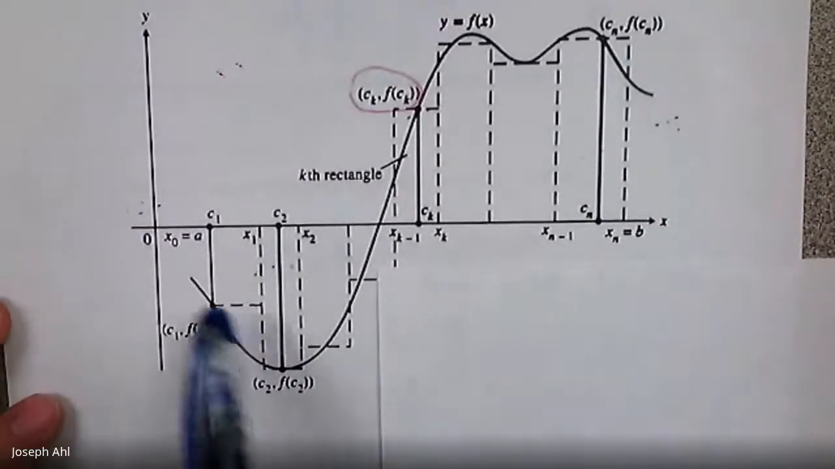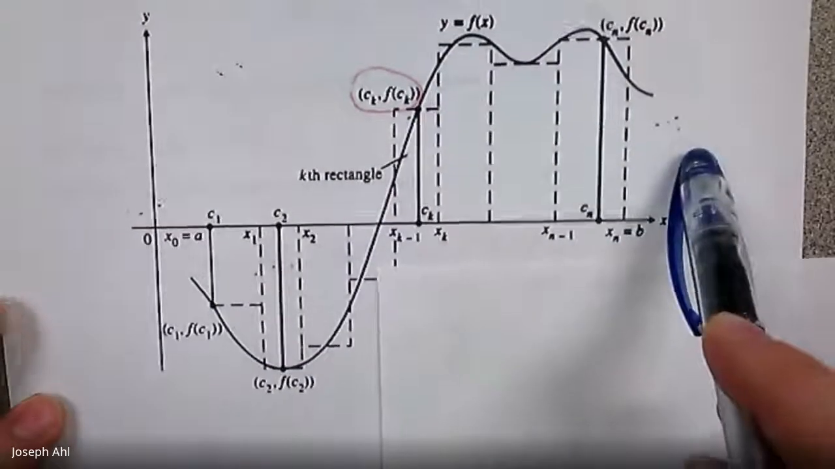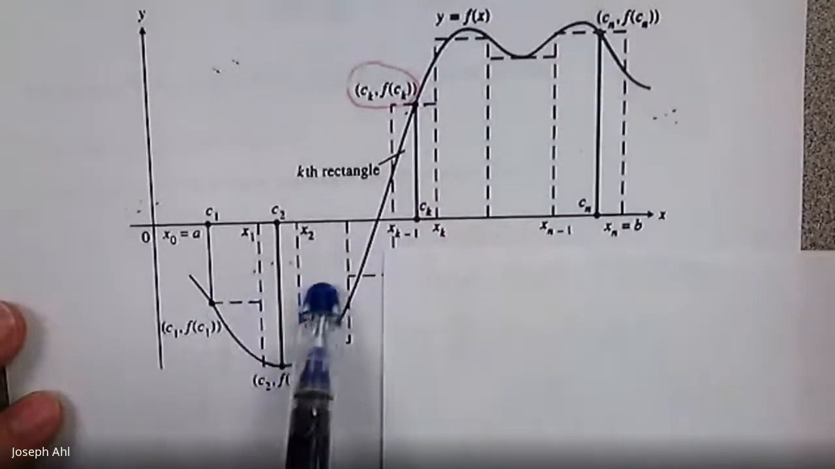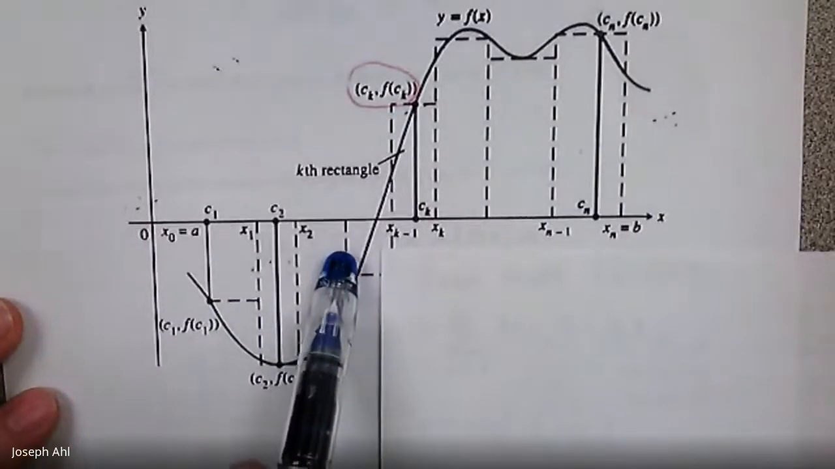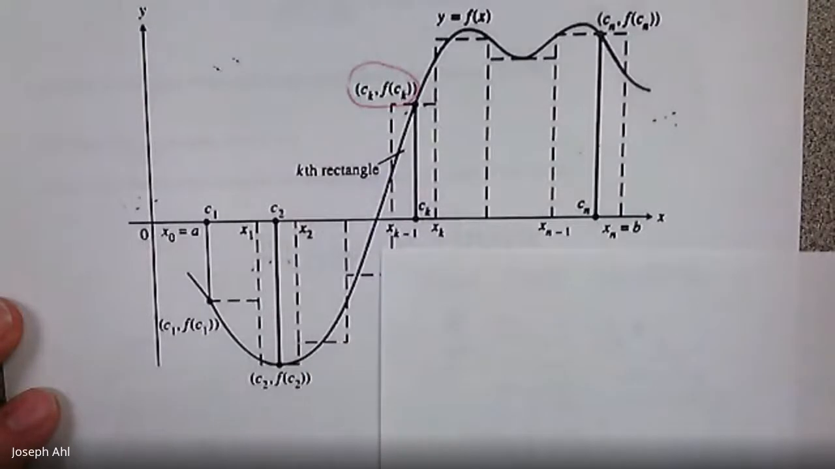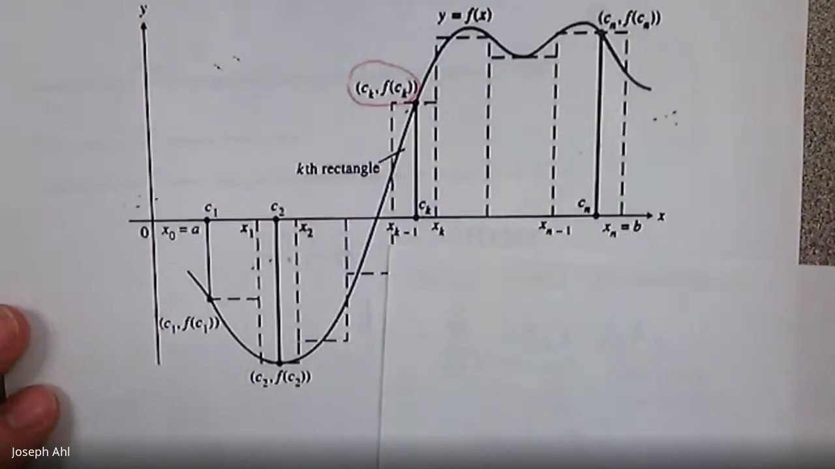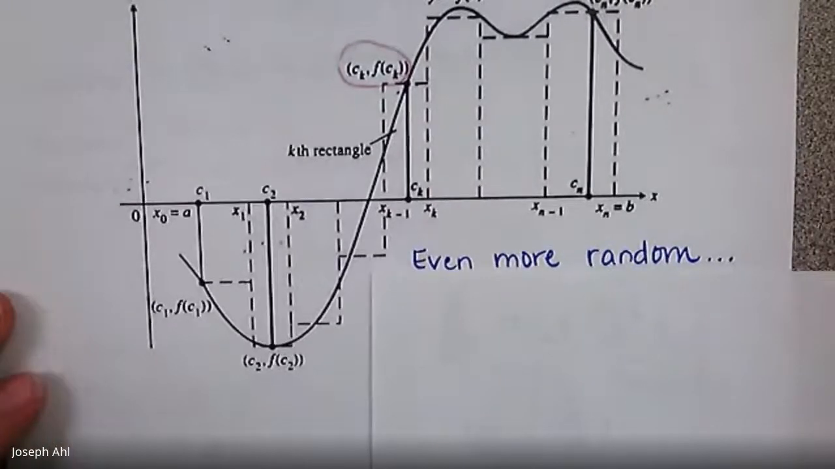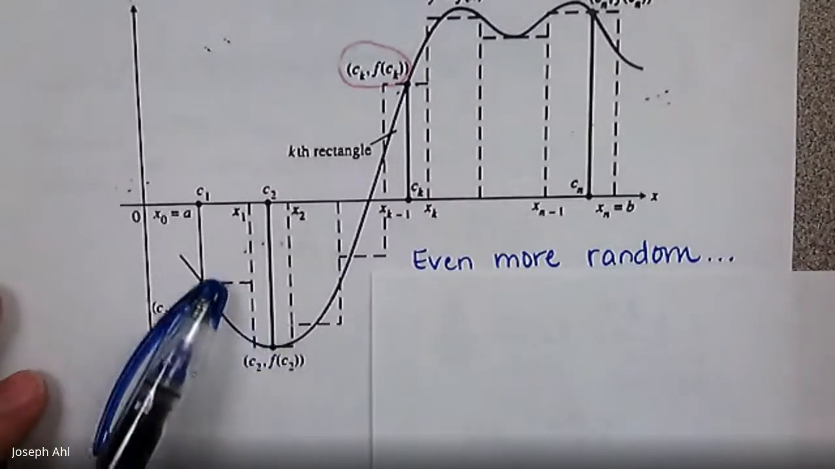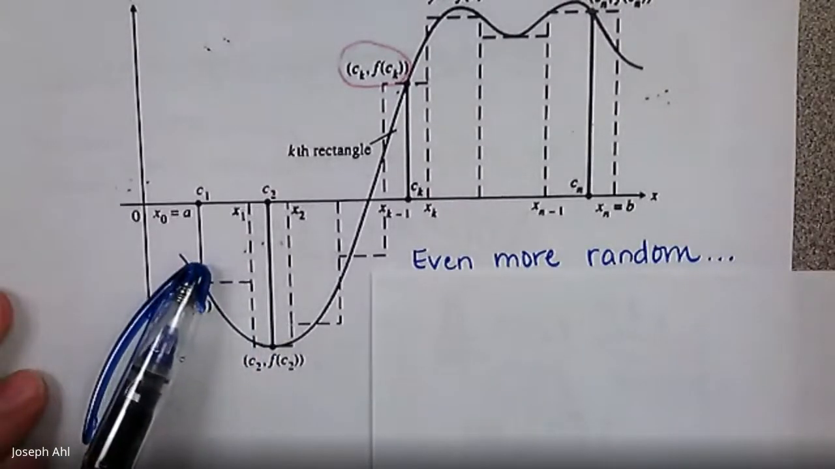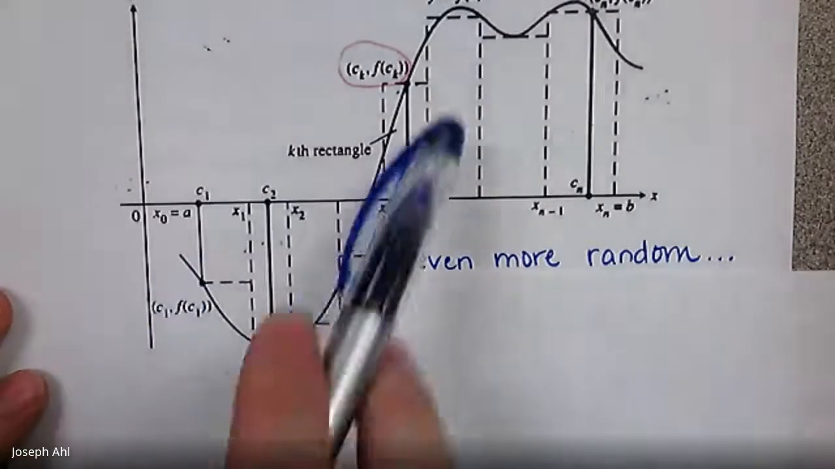Okay, here's a function that has some negative y values and some positive y values. You can see that if you draw rectangles, some are going to be below the x-axis and some above the x-axis, depending on where you draw those heights. So this is even more random now. You have varying heights, varying widths, and positive and negative.